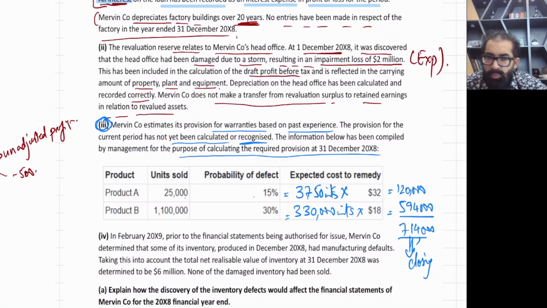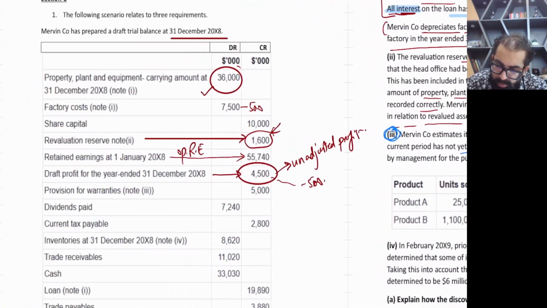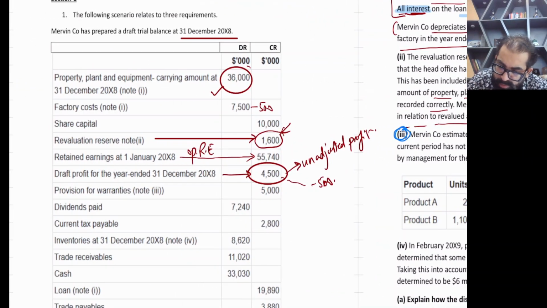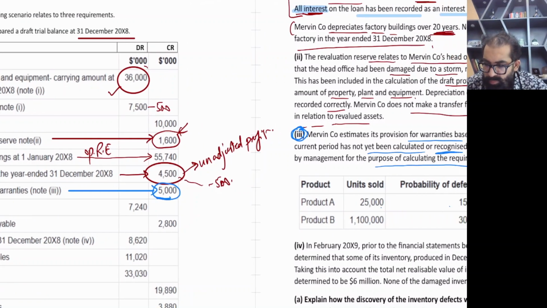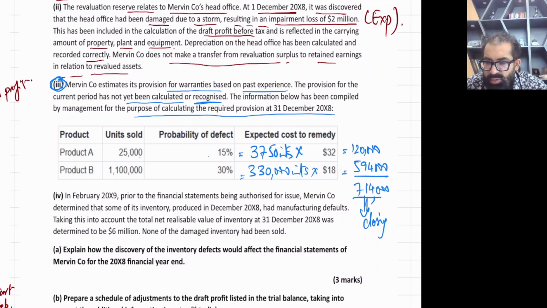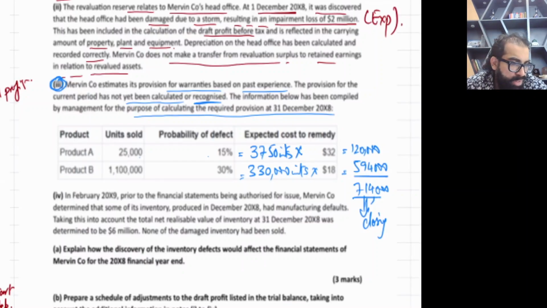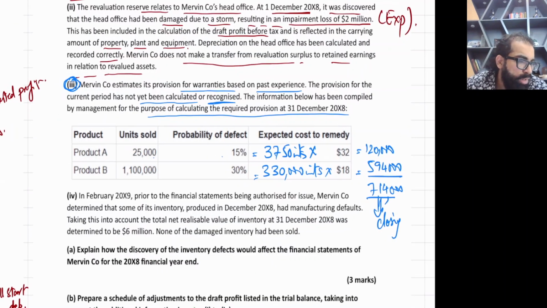Okay, now how much is the opening provision? Can anybody see? Yes, this is the opening provision. So opening provision is 5,000 and closing is 714. So how much is the increase? Increase in provision is 214.